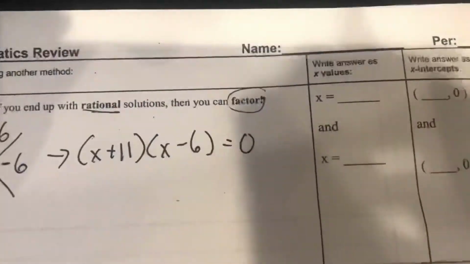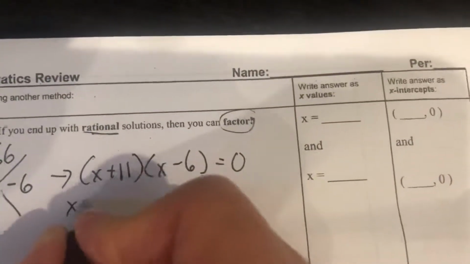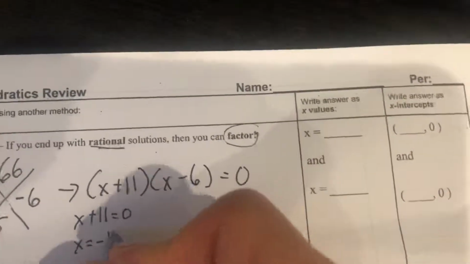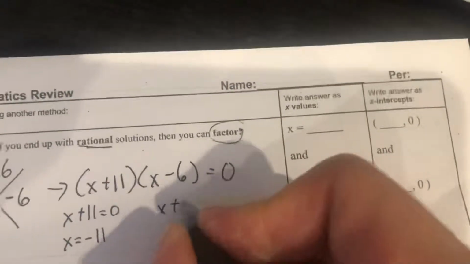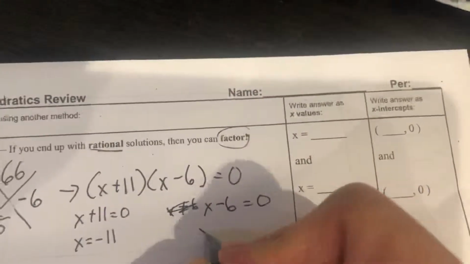Next, I can use the zero product property, stating each factor can be set equal to 0. X plus 11 equals 0. X is equal to negative 11. X minus 6 is equal to 0. X is equal to 6. So the same two answers I got from here and from here.